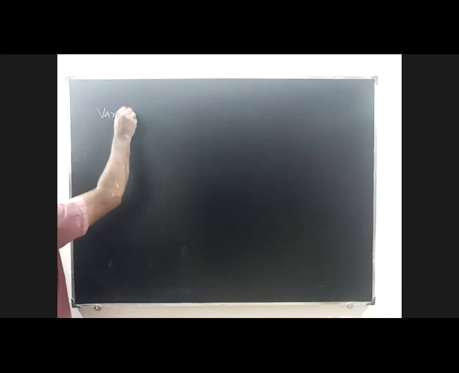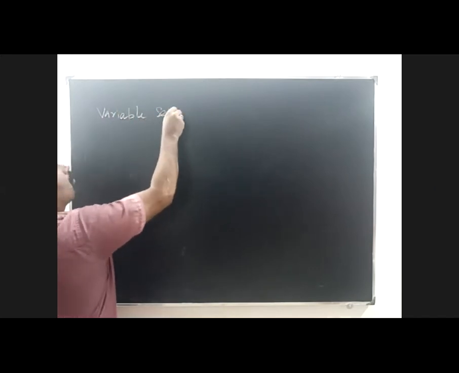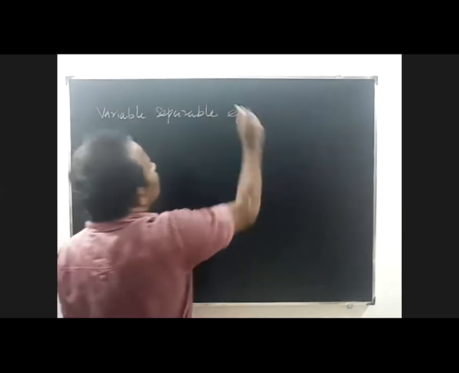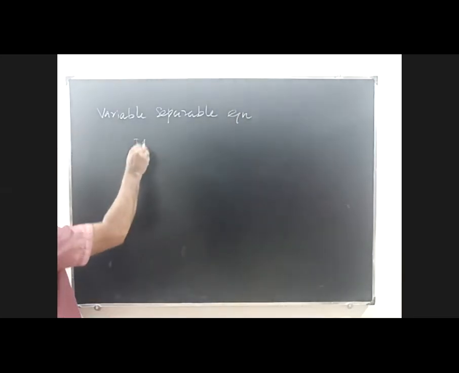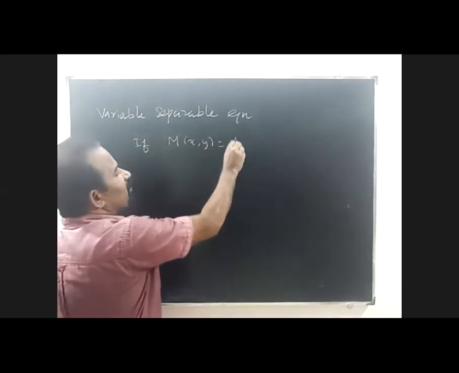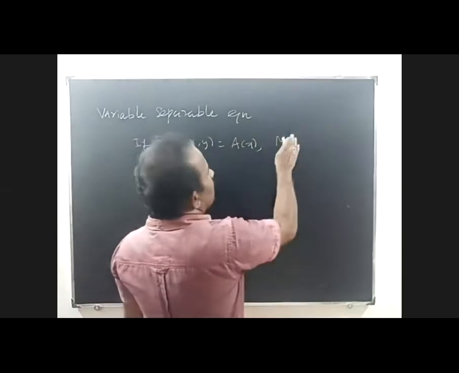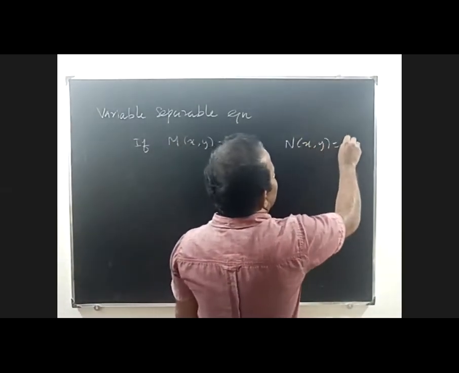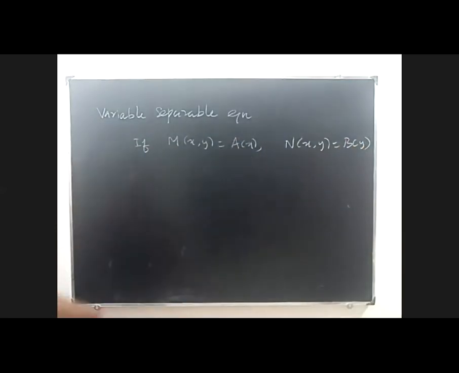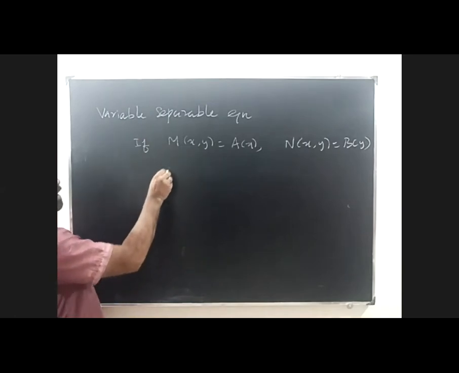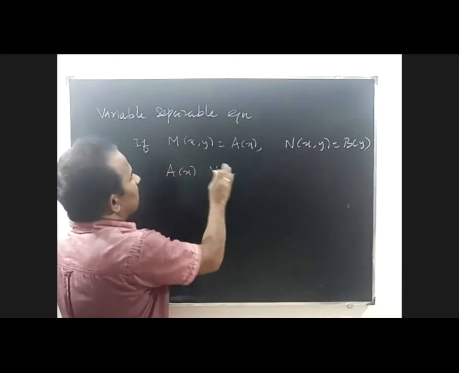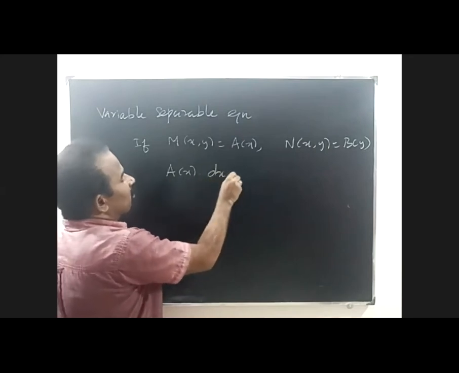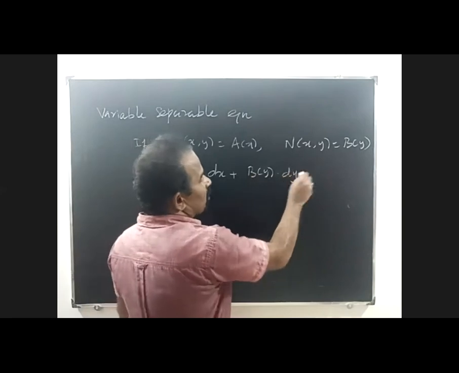Then variable separable equations. Simply we say separable equations. Here, if M of x comma y is equal to a of x and N of x comma y is equal to b of y, then the standard form becomes a of x into dx plus b of y into dy is equal to 0.